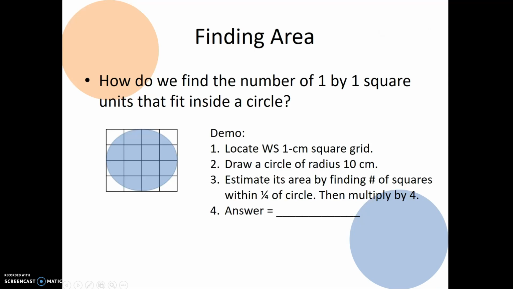Okay, well, hopefully you came up with about 79 squares. So your answer for the area of a quarter of that circle was about 79 centimeters squared. Now, if we want to estimate the area of the entire circle, we can multiply that by 4. So we would have 4 times 79, and we would come up with 316 centimeters squared. Now I'm going to teach you how we find the formula, and we're going to see if we're close on our estimation.